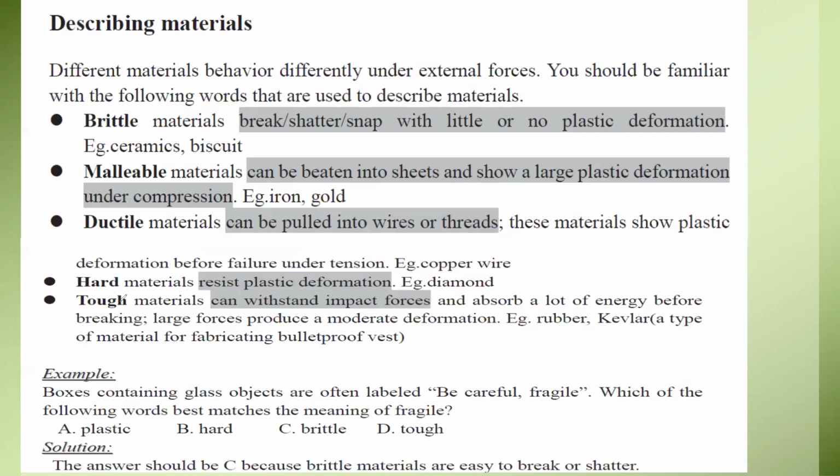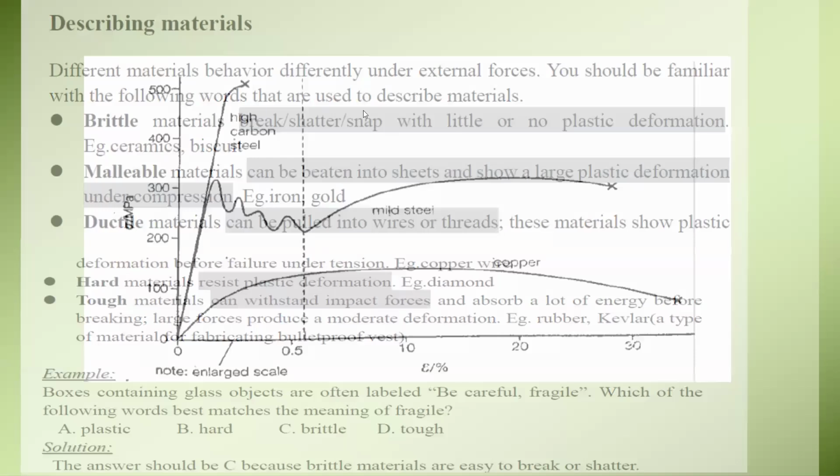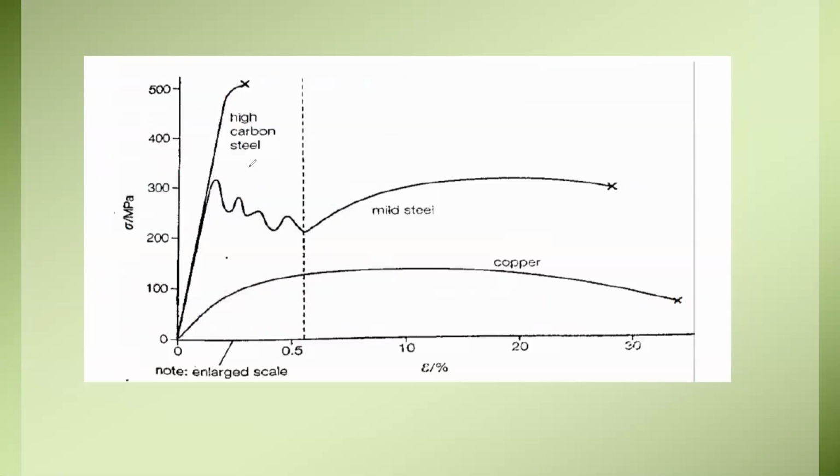Hardness is actually a surface phenomenon. A hard material is one which resists plastic deformation. For example, diamond is a hard material. So which is a hard material here: high carbon steel, mild steel, or copper? Which resists plastic deformation and does not enter the plastic region? This is the plastic region and this is the elastic region. High carbon steel does not enter the plastic region, so high carbon steel is a hard material.